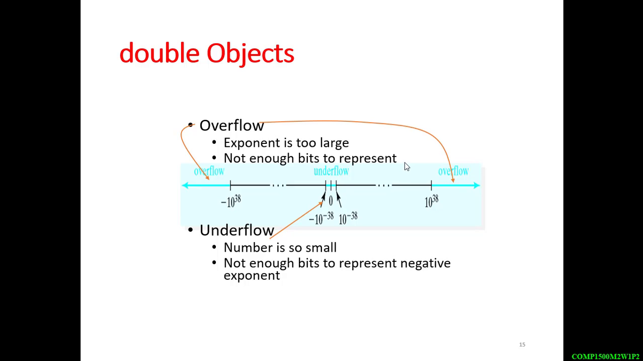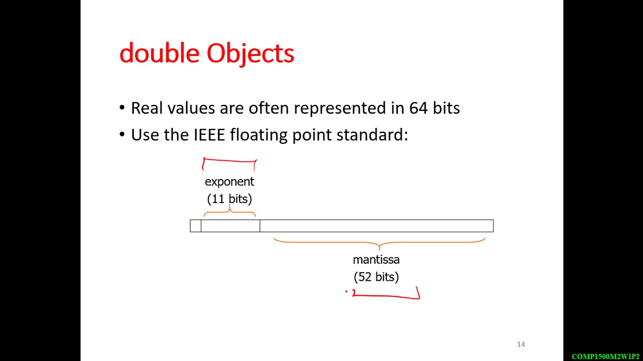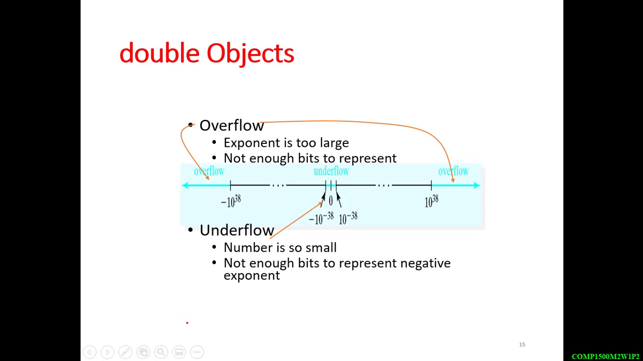Okay, welcome to part 2 for module 2. Now, in the previous part, we were talking about real objects, and we said that a real object is represented by 11 bits for the exponent, 52 bits for the mantissa, and 1 bit over here for the sign. In total, it is 64 bits.